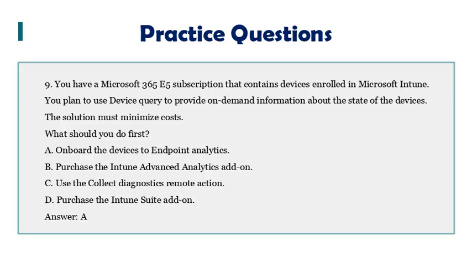9. You have a Microsoft 365 E5 subscription that contains devices enrolled in Microsoft Intune. You plan to use Device Query to provide on-demand information about the state of the devices. The solution must minimize costs. What should you do first? A. Onboard the devices to Endpoint Analytics. B. Purchase the Intune Advanced Analytics add-on. C. Use the Collect Diagnostics remote action. D. Purchase the Intune Suite add-on. Answer: A.